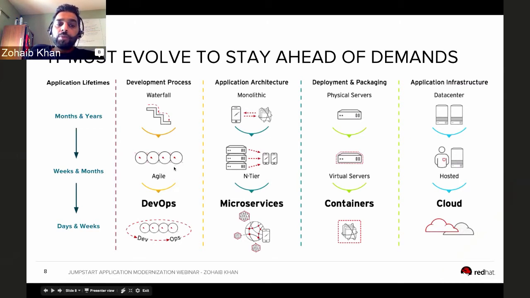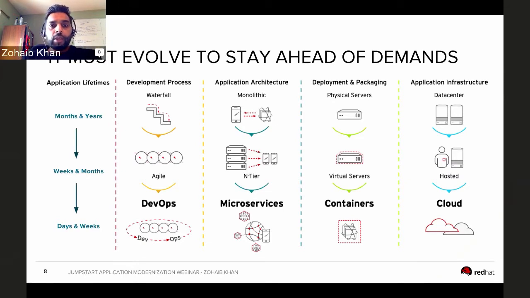But as we continue to push the envelope, and the demand is increasing so much that we need to get something out the door in a matter of days, we need to look at what processes are going to enable that, what application architectures are the ones that align with that kind of approach, and also similarly packaging and the application infrastructure.